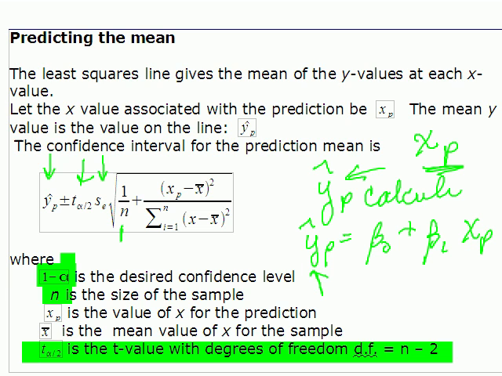The square root of 1 over n plus the value of x minus the mean squared over the sum of the value of x minus the mean squared. Okay, not impossible terms. You might say, where did these come from? Again, this is an introductory class, and all you had to have was algebra here, so we're just going to stop with this and let it be. I want you to have an idea of this and not be able to necessarily calculate it.